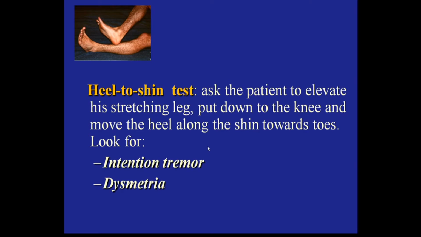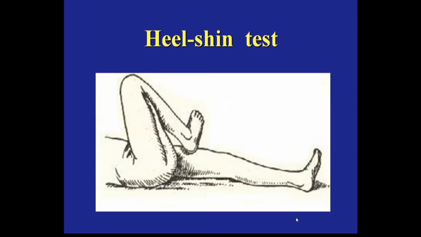How can we check ataxia in lower extremities? Heel to shin test, or heel shin test sometimes. Ask the patient to elevate his stretching leg, put down to the knee, and move the heel along the shin towards toes. Look for similar symptoms: intention tremor and dysmetria, overshooting, extra movement. This is the picture of this test and our movies.